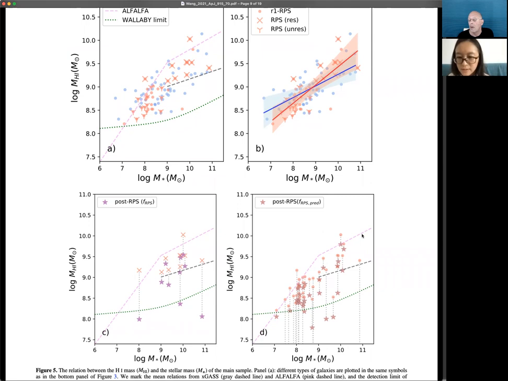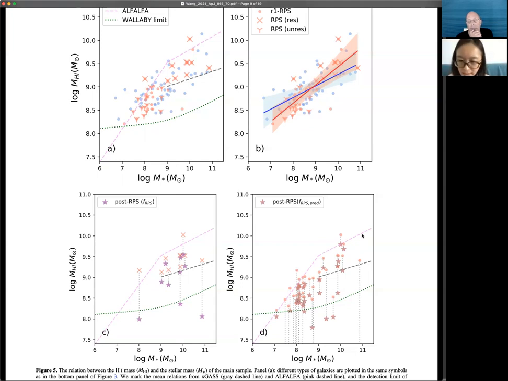That curve was based on ALFALFA, a relatively shallow but wide survey of galaxies. It detected only the H1-rich sample because of its shallowness, but it robustly determines the upper envelope of the H1 mass distribution at a given stellar mass. So we can use the distance of a galaxy from the pink dashed line as a measure of how far they are from the H1-rich sequence, as a measure of their richness.